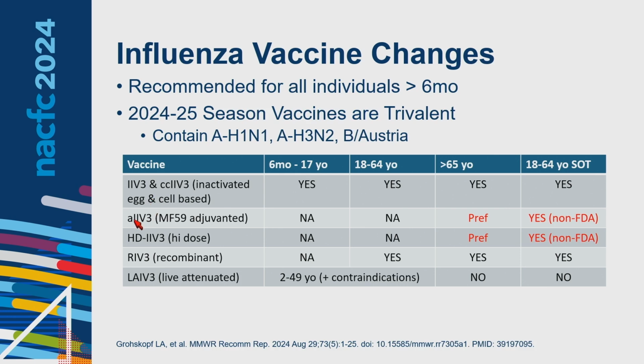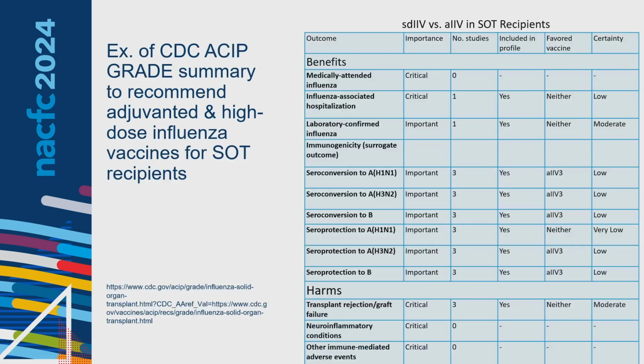However, there are new adjuvanted and high-dose inactivated vaccines, and those are stated as being preferred vaccines in individuals older than 65 because they show enhanced vaccine responses. New for this year, the ACIP has recommended that those vaccines are also suitable for use in adults 18 to 64 who have had solid organ transplant, and we'll discuss that data briefly in a moment. There is also a new recombinant influenza vaccine for adults, and the live attenuated vaccine that's also trivalent for those age 2 to 49 without any contraindications.